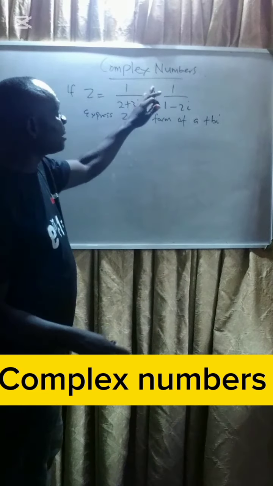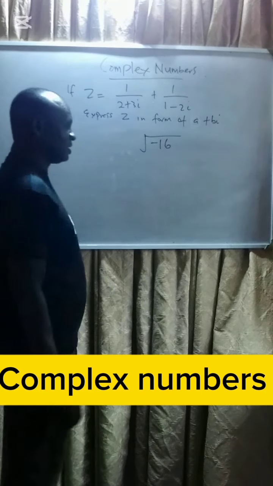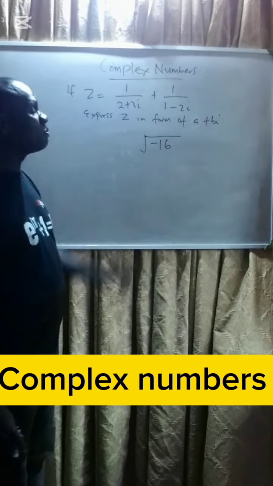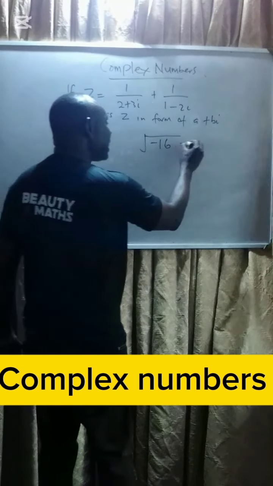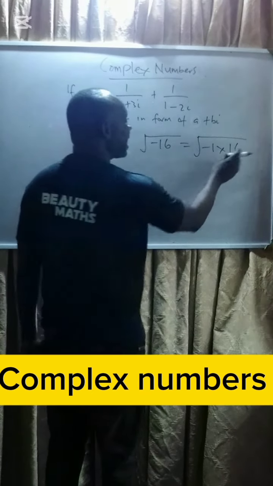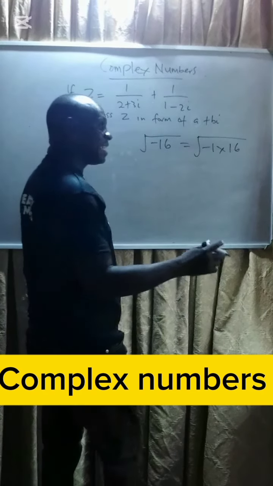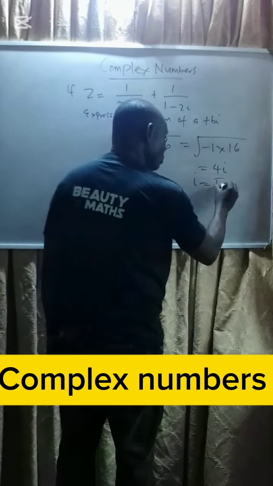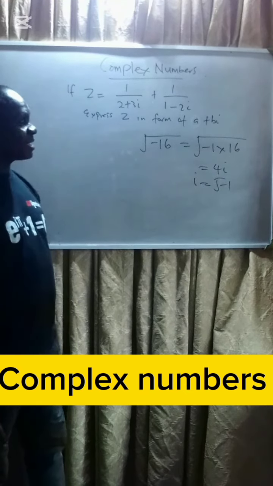Before we get to this problem, let us take a look at the value of the form minus root of 16. This value can never be a real number because of this minus sign. So mathematicians have introduced a value, minus 1. So I can write this as the square root of minus 1 times 16. With this, I can have the square root of 16, where the square root of minus 1 is represented as i. So this is equal to 4i, where i is equal to the square root of minus 1. That's how the i is introduced in complex numbers.